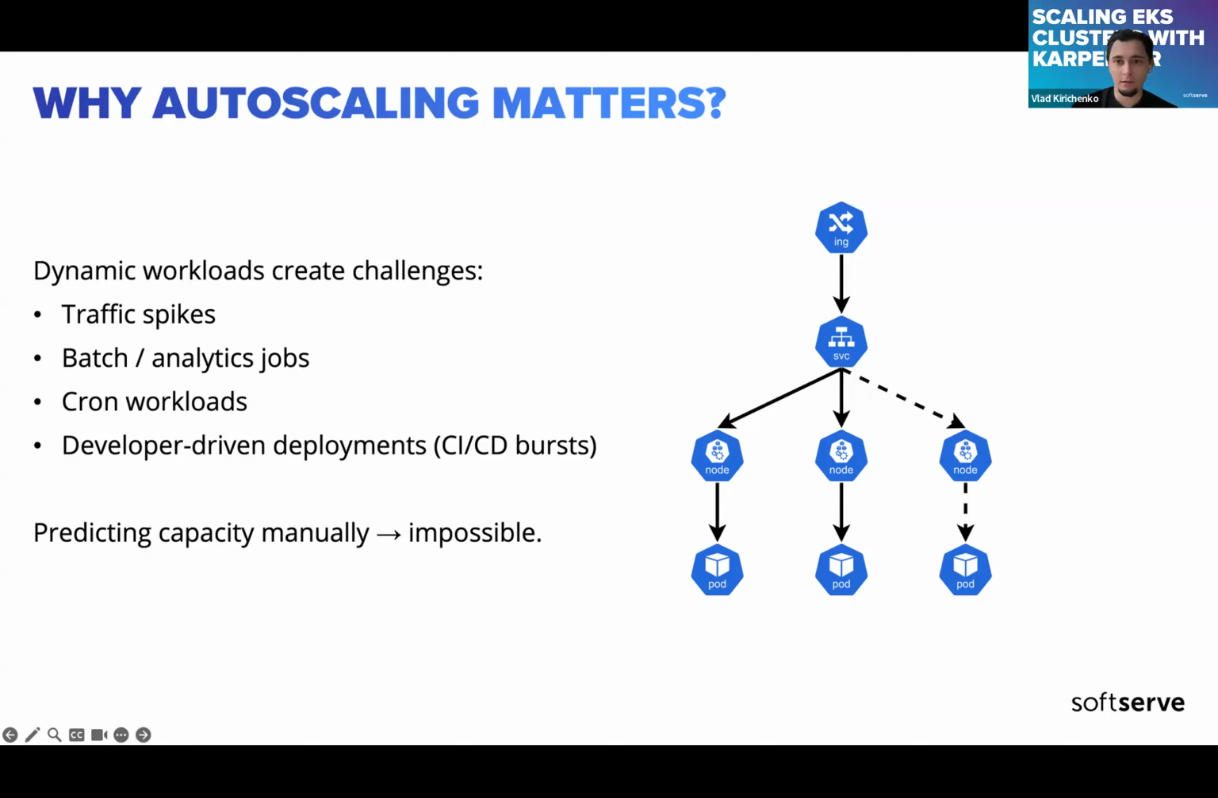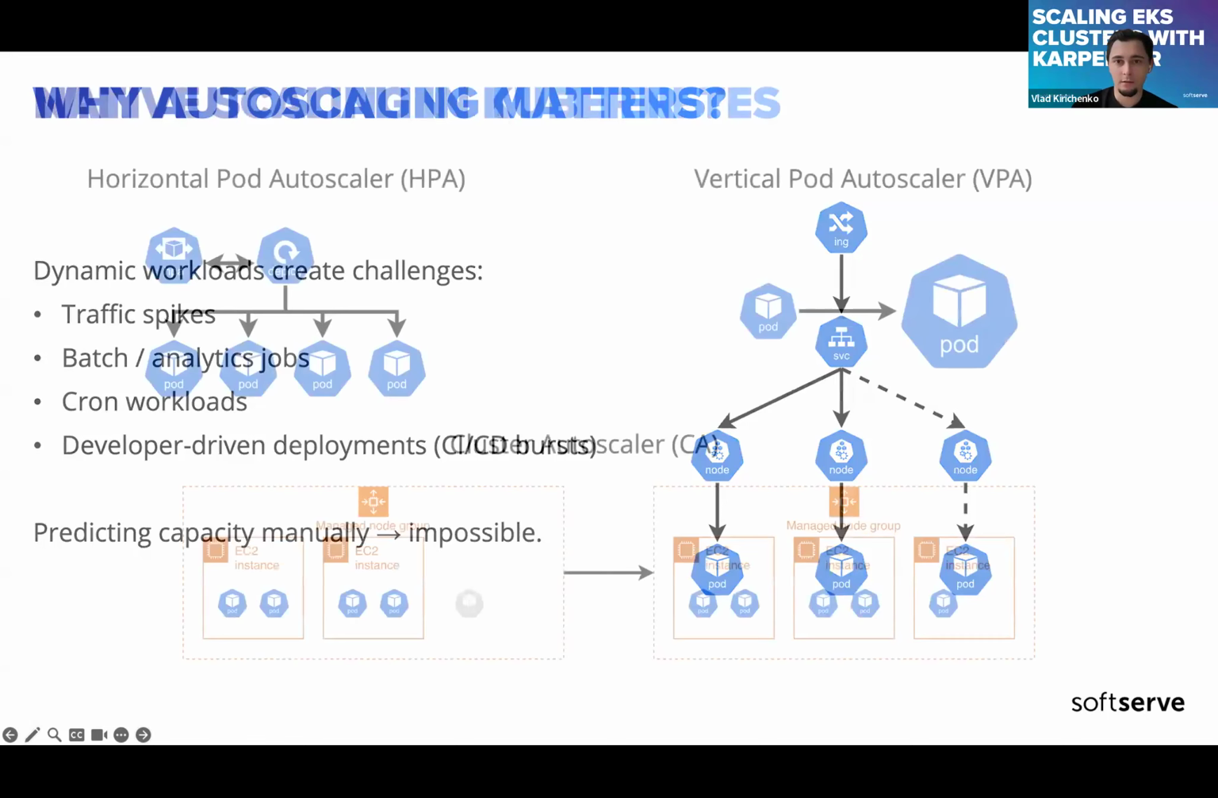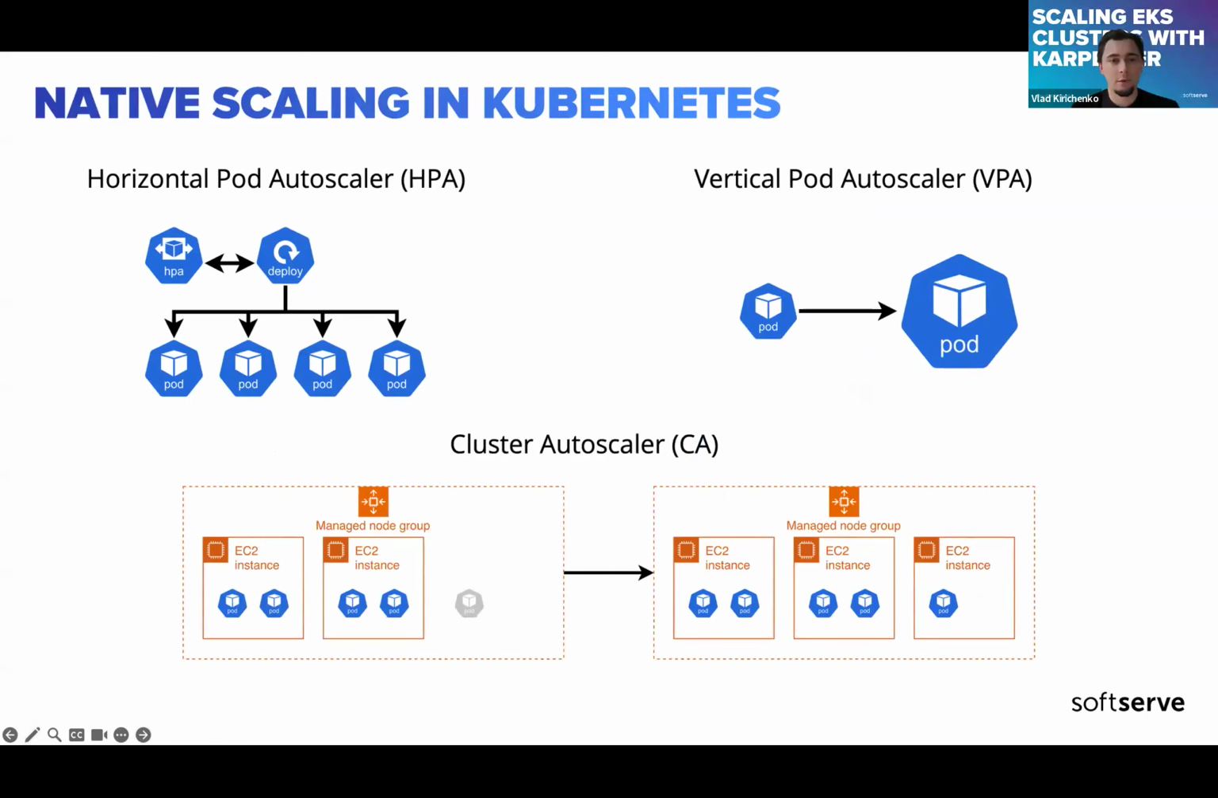and use manual scaling. That's why autoscaling really matters. What are the native solutions in Kubernetes? We have the horizontal pod autoscaler, a resource that monitors metrics like CPU or memory utilization, and when these metrics reach a threshold, it creates additional replicas. When utilization drops, it scales down. This is straightforward and handles the application level.